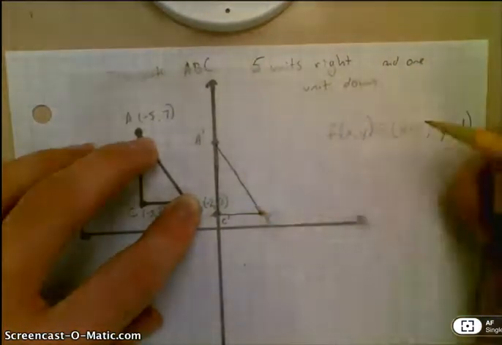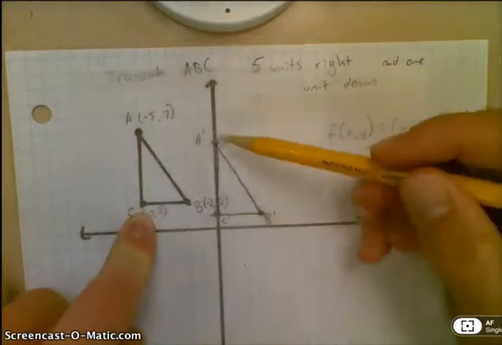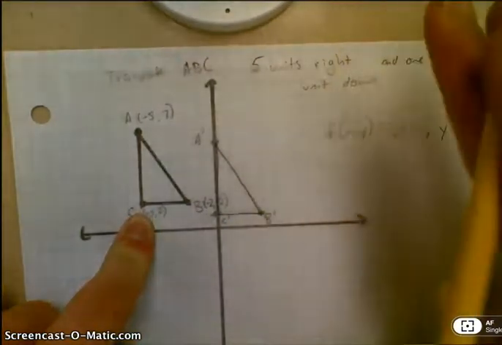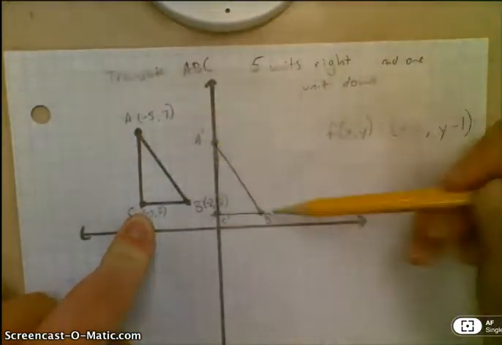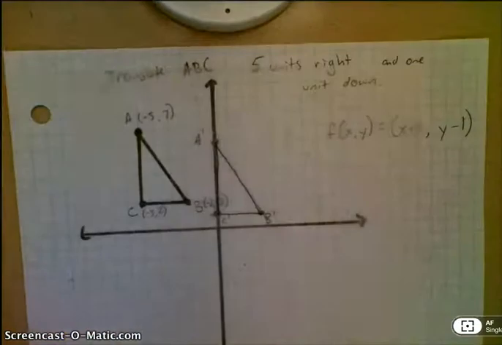When you do a translation, you still have a congruent shape with the same orientation, so they do stay pretty simple. We'll get some more practice with this in class. Make sure you bring any questions you might have to class, and I'll answer them then.